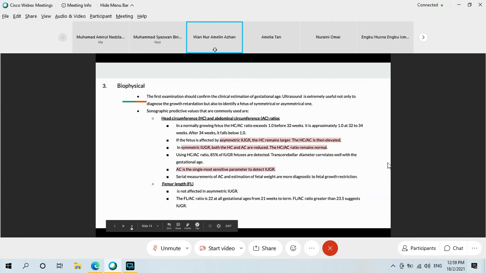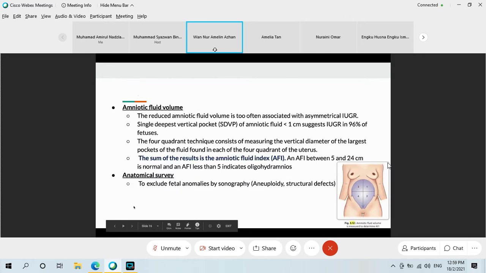Okay, next slide. Okay, next is amniotic fluid volume. Okay, the reduced amniotic fluid volume is too often associated with asymmetrical IUGR. It is because there will be vasoconstriction in the fetal kidney that will result in impaired urine production. So there will be impaired urine output that will cause oligohydramnios or reduced amniotic fluid. I'm not sure whether you can understand this, but I highly recommend you watch on YouTube about how they do this.